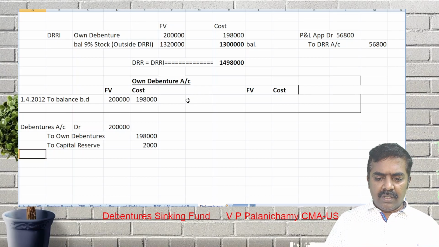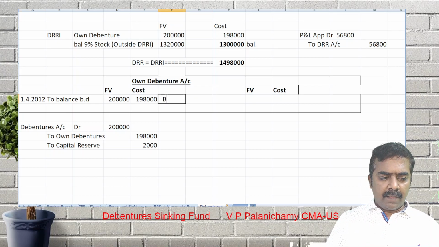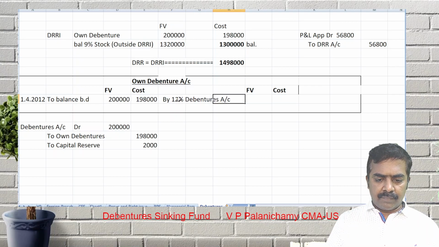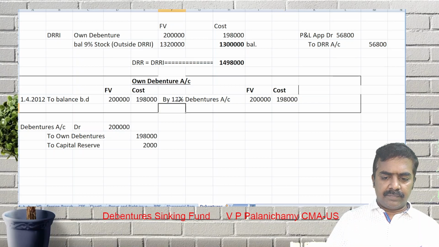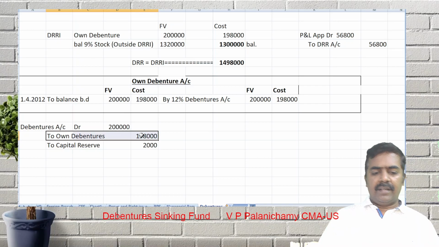So இதை போஸ்ட் பண்ண எப்படி போஸ்ட் பண்ணுவோம்? By debentures account. எவ்வளவு percentage debentures? 12% debentures account. Face value 2 lakhs, 1,98,000. Don't put 2 lakhs. To own debentures எவ்வளவு credit பண்ணும்? 1,98,000 now.